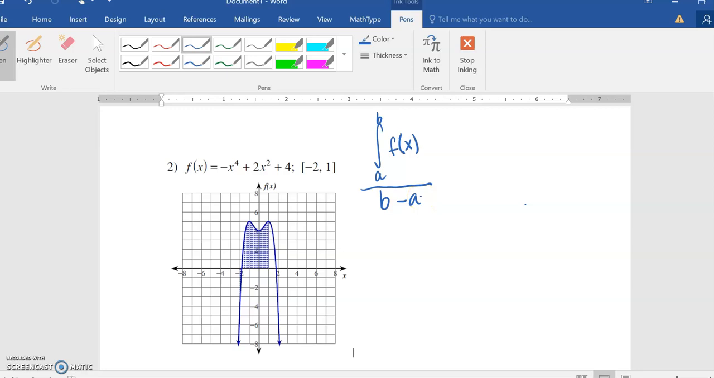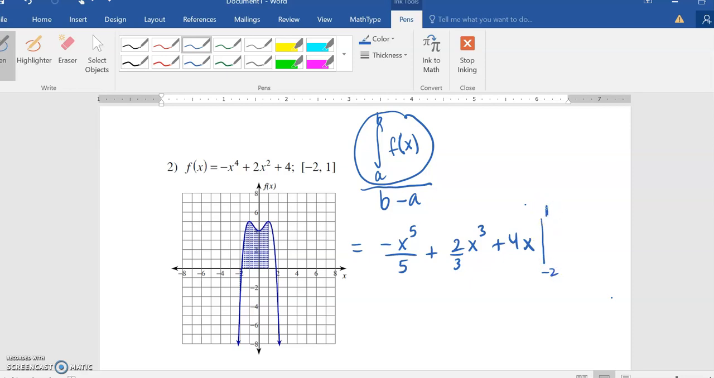So in that case, to calculate this top part, I'm going to use my calculator here in a second. So the integral of f of x is going to be minus x to the power of 5 over 5, plus 2x to the power of 3 divided by 3, or 2/3. You can put it all over 3 if you want. And then plus 4x. Now you're evaluating this from minus 2 to 1.